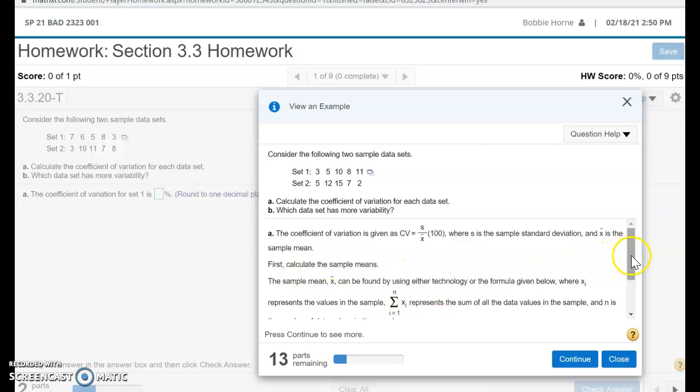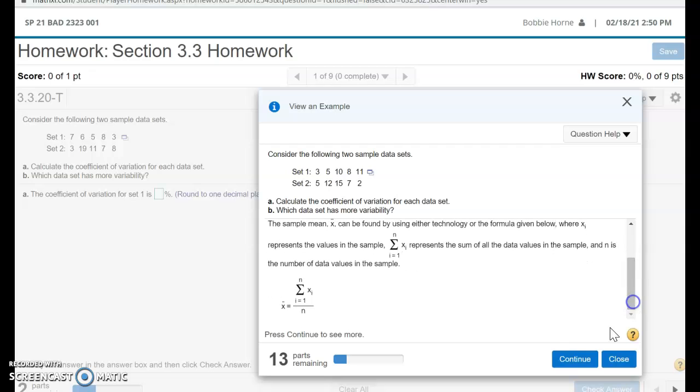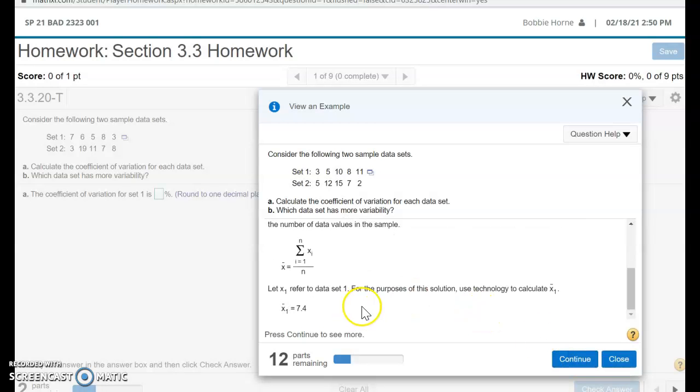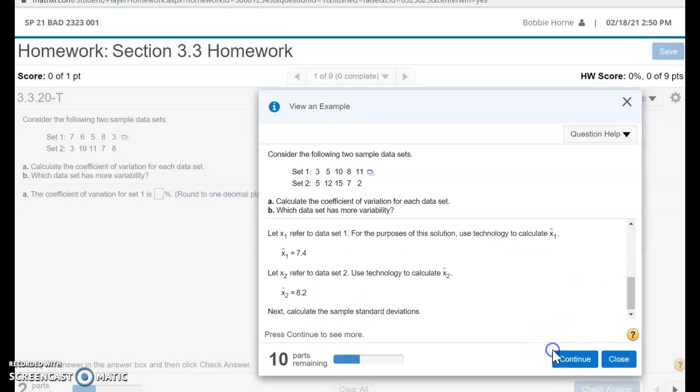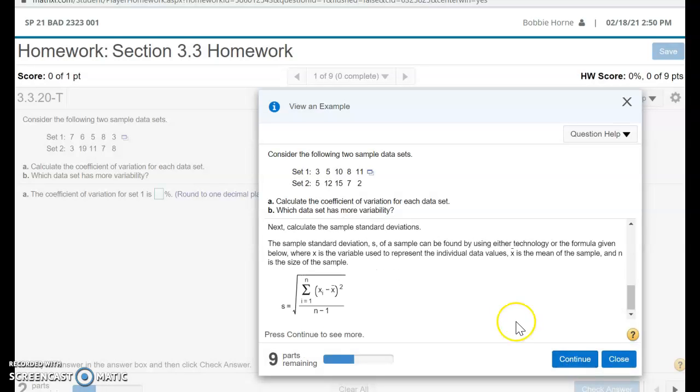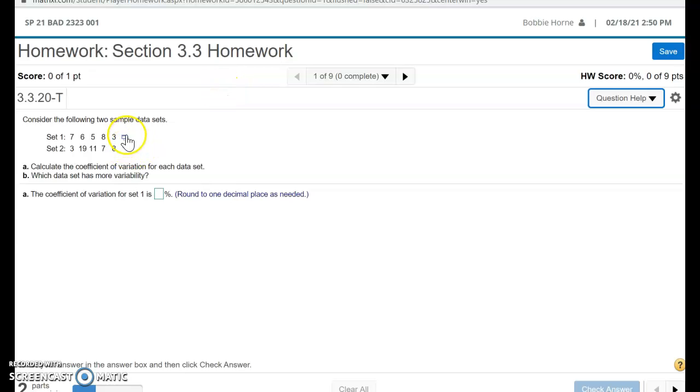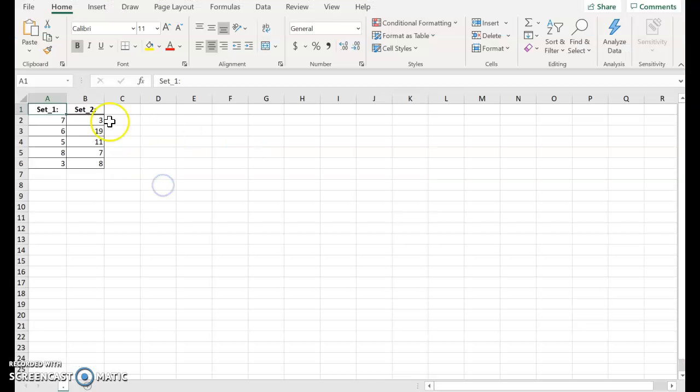technology to find the mean, and then to find the standard deviation, it wants you to use technology. So we're going to use Excel. So I'm going to open this in Excel. And here is set 1 and here's set 2.